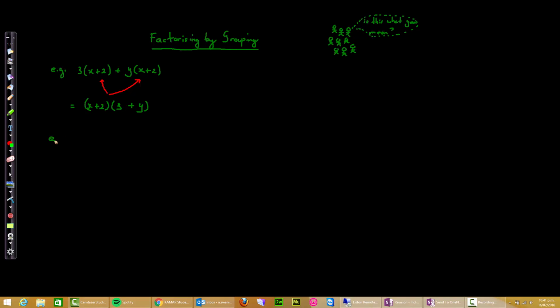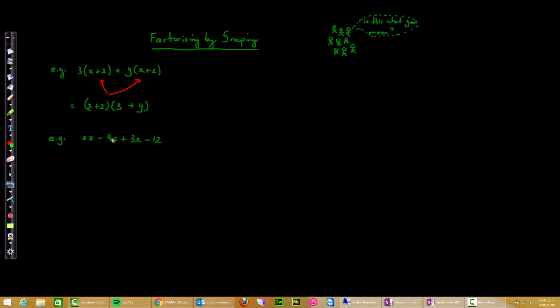Okay, let's take a look at another example where perhaps we don't have this common factor already taken out. So let's take a look at this example here. That's ax minus 4a, plus 3x minus 12. Now what we're trying to do here is get a common factor that we can write in a form similar to this here. So we need to find a common factor.